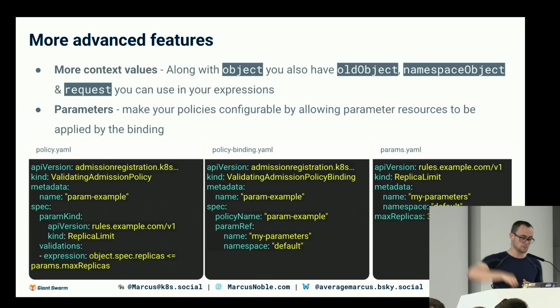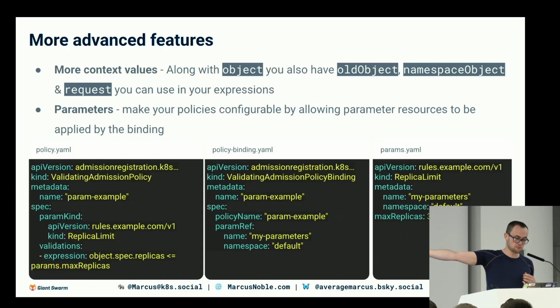I've made up called replica limit. And we then use that within our expression to say, we'll make sure that the object.spec.replicas is less than whatever this param.maxReplicas is, less than or equal, sorry. We then have to use our policy binding to attach a particular instance of the parameter to our policy. So this allows us to have different policy bindings that can use it in different ways, but reusing the same policy.